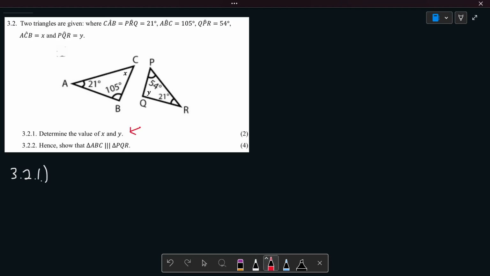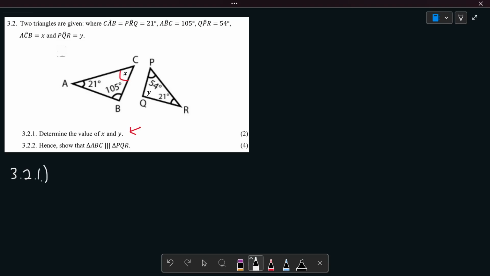So check it out over here. Let's first determine the value of X. How are we going to determine the value of X? As you can see, we kind of have an integration of just normal triangle geometry, but it's mainly similarity and congruency type questions. Okay, so let's look at this, right? We have the angle X here, and we can see that we have a triangle ABC. We are given two other angles, but angle X needs to be found.